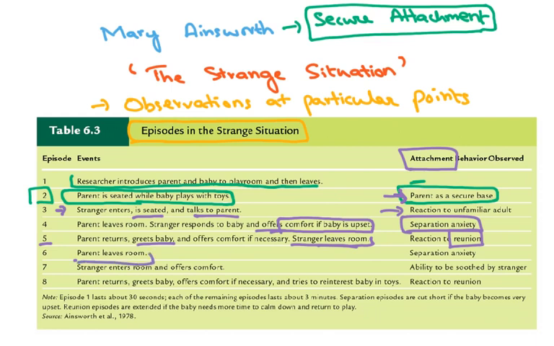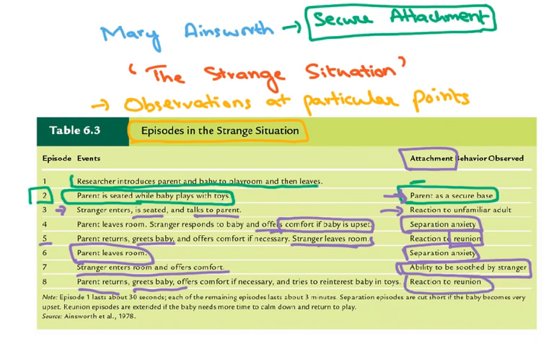And then in the sixth stage, you also have the parent who leaves the room. And here again, you're noting separation anxiety, that is, how does the child react in the situation when they're left alone and the parent leaves. Seventh is the stranger enters the room and offers comfort. You look at, are they able to be soothed by the stranger? How are they reacting to the stranger? Then you have the parent return again, greet the baby and offer comfort if necessary, and try to reinterest the baby in toys. And again, you look at, what is their reaction to the reunion, right? So these are the different stages of the strange situation.